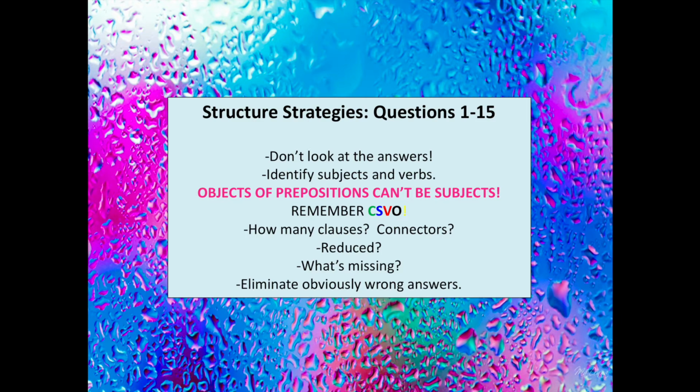Also, you should remember the word order: connector, subject, verb, object. Think about how many clauses there are. If you have one clause, you do not have connectors. If you have 2 clauses, then you have one connector. Think about reduced adjective clauses. Identify what is missing in the sentence and use this information to eliminate the obviously wrong answers.